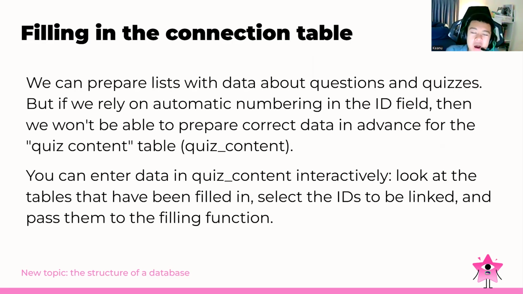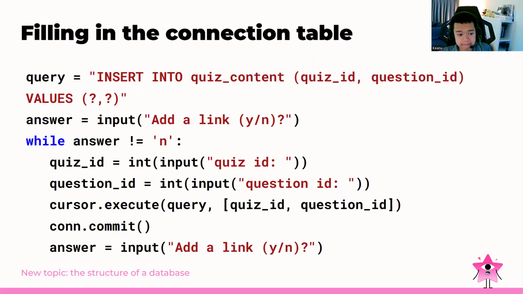And then filling in the connection table. We can also prepare the list with the data about questions and also quizzes. But if we rely on automatic numbering in the ID fields, then we won't be able to prepare correct data in advance for the quiz content table. Let's name it quiz content for this one. We can also enter data in the quiz content interactively, and we need to look at the tables that have been filled in and select the IDs to be linked, and also pass them to the filling functions just like this. And then as you can see, for this, it will be like this.